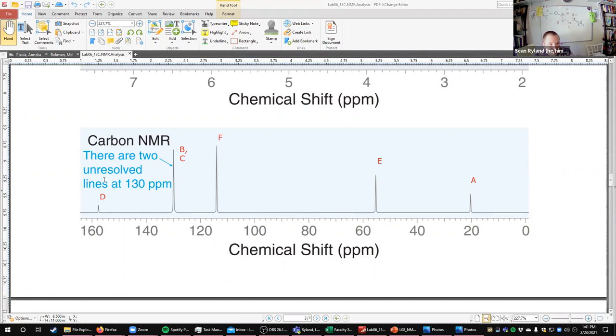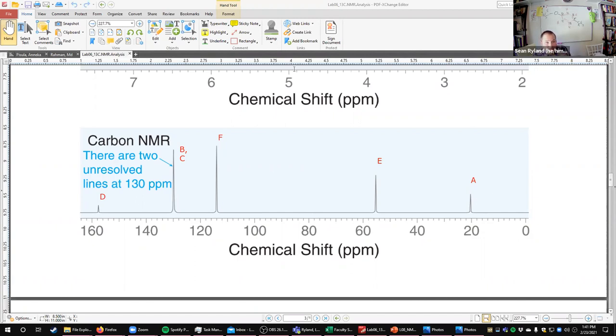And if we actually have the raw data, you might be able to see those two peaks on top of each other. Remember with carbon NMR, that you're not going to get any splitting. So if you have two distinct peaks that are really close together, that's not splitting, that's two different carbons.